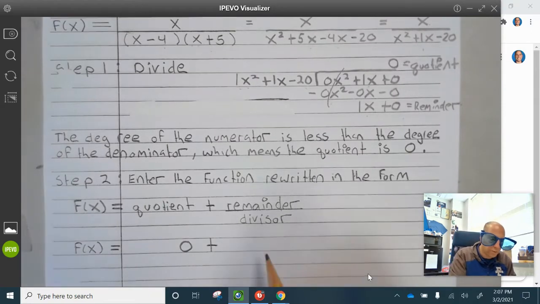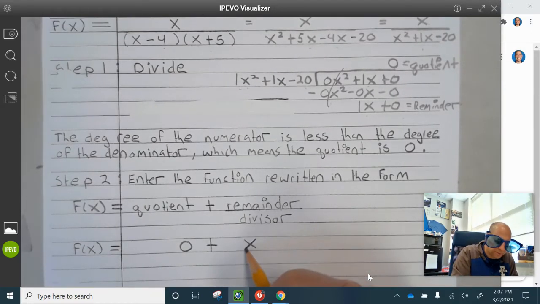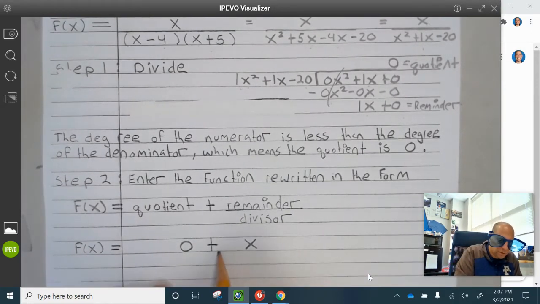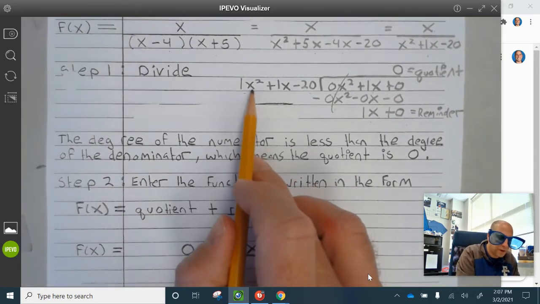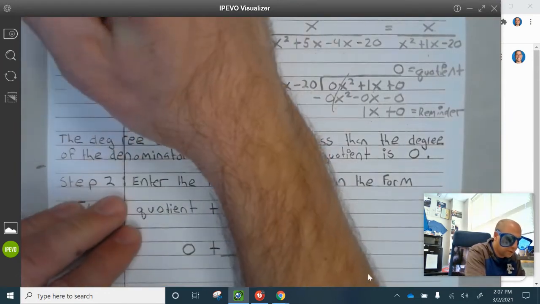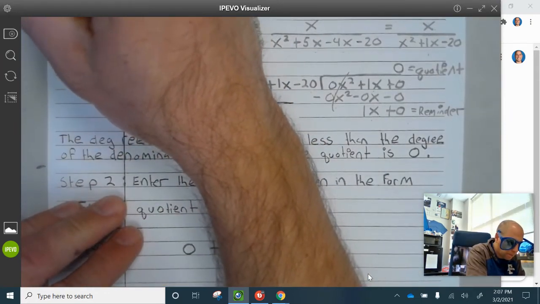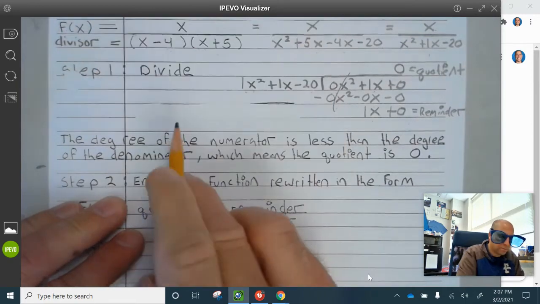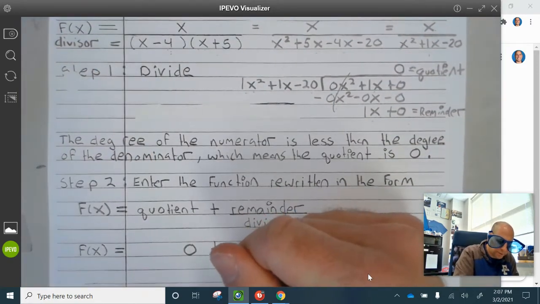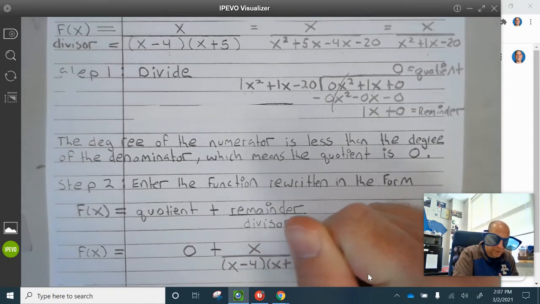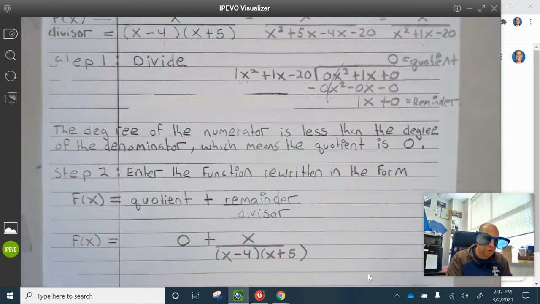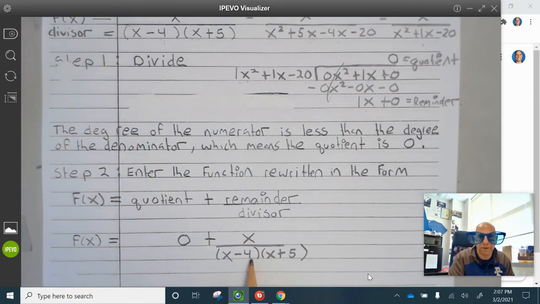Okay, which we can just write as x, divided by the divisor, which is here, but we're going to use this form. This is the divisor right here. So x minus 4 times x plus 5. You wouldn't be mathematically wrong to use this here, but I know from the assignment they're going to use this. Okay? All right, go ahead and finish up step 2.